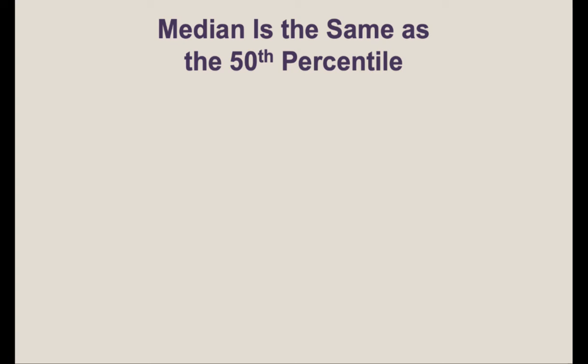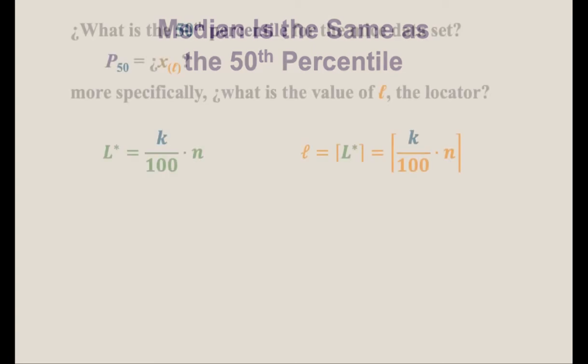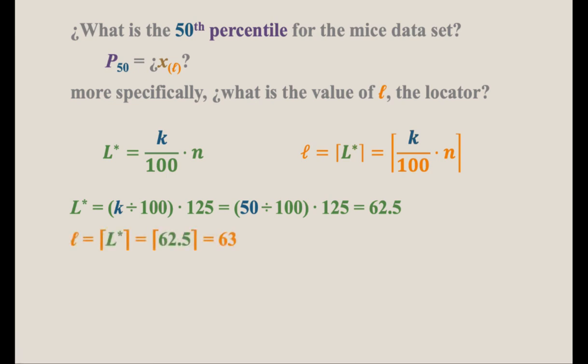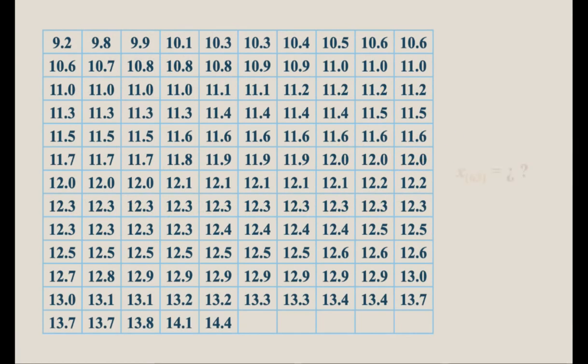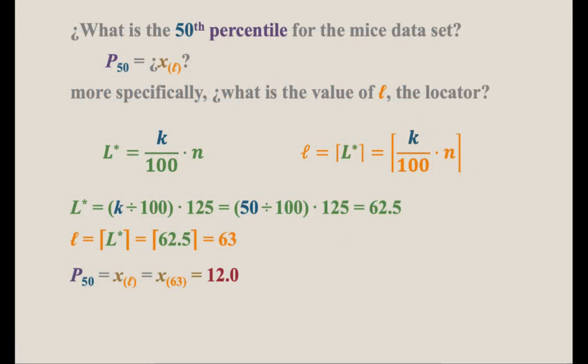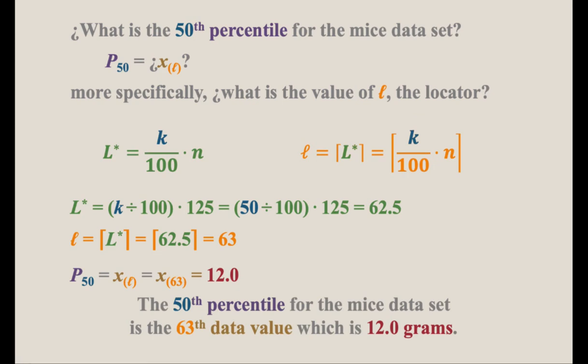Recall, we said the median, as the value in the middle of the data set, should essentially be the 50th percentile. If we use the protocol here with our data set already in order, we find L star, 50 divided by 100 times 125, which is 62.5. Now we round this up, as it is not a whole number, to get the locator L equals 63. The 63rd value in the ordered data set is 12.0 grams. Note, this is the same value we would obtain if we calculated the median by hand.